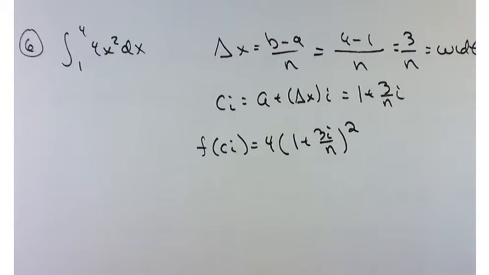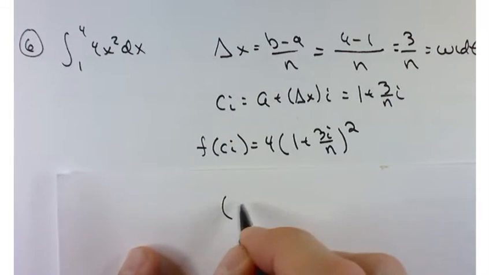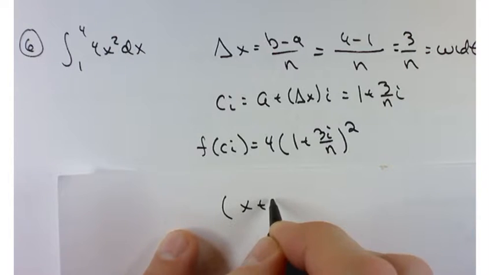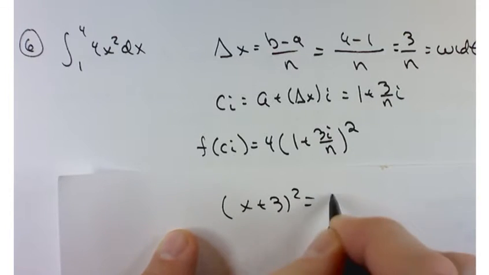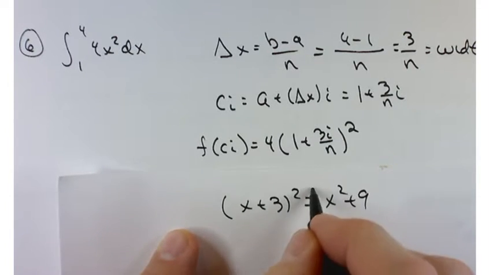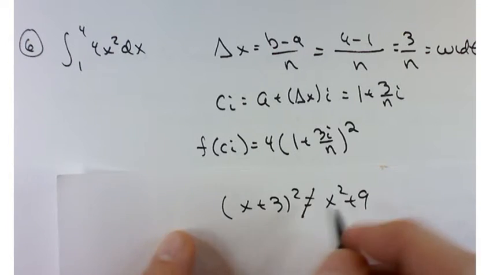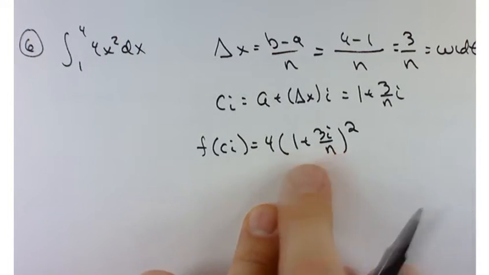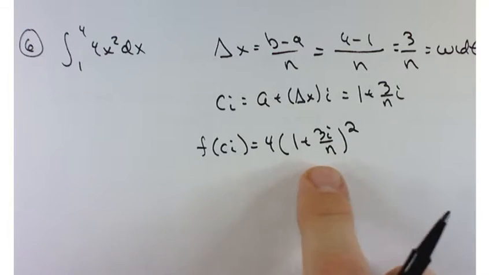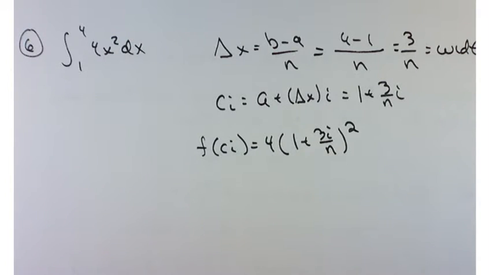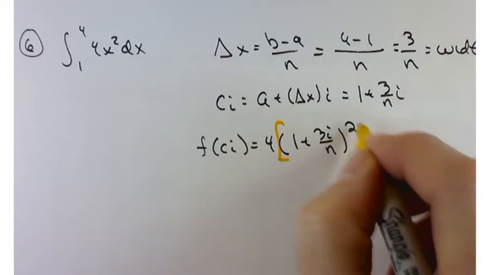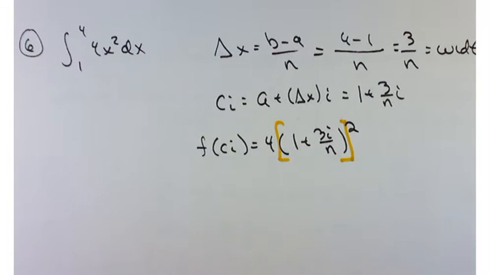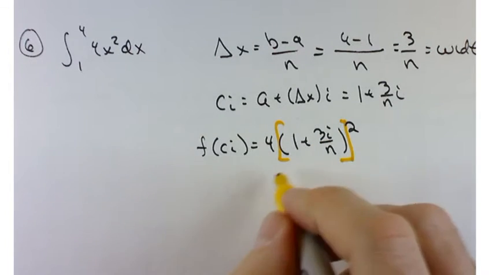Now just as a quick aside, on the last test, I saw a lot of this kind of stuff. x plus 3 squared is x squared plus 9. Not true. You can't square this out by just squaring the terms. There's a middle term, a cross product term. So let's be a little bit careful squaring this out since it's not exactly the simplest of expressions.